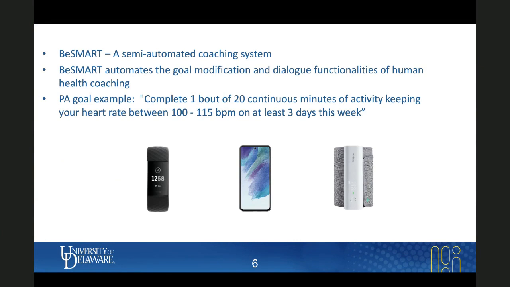So in our study, the PA goals are quite specific. Here's an example of a PA goal. You're supposed to complete one bout of 20 continuous minutes of activity, keeping your heart rate between 100 and 115 beats per minute, on at least 3 days this week.